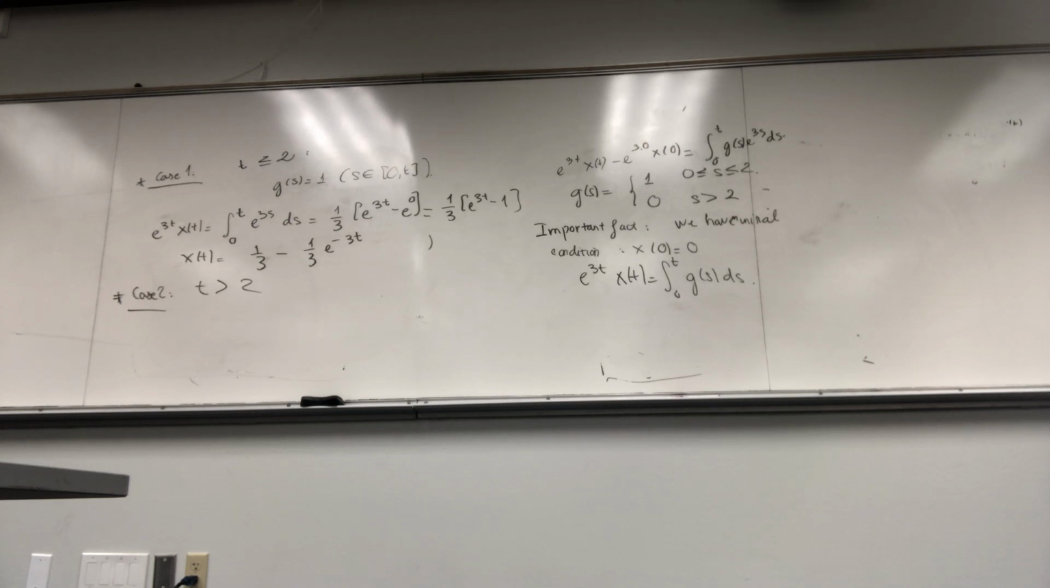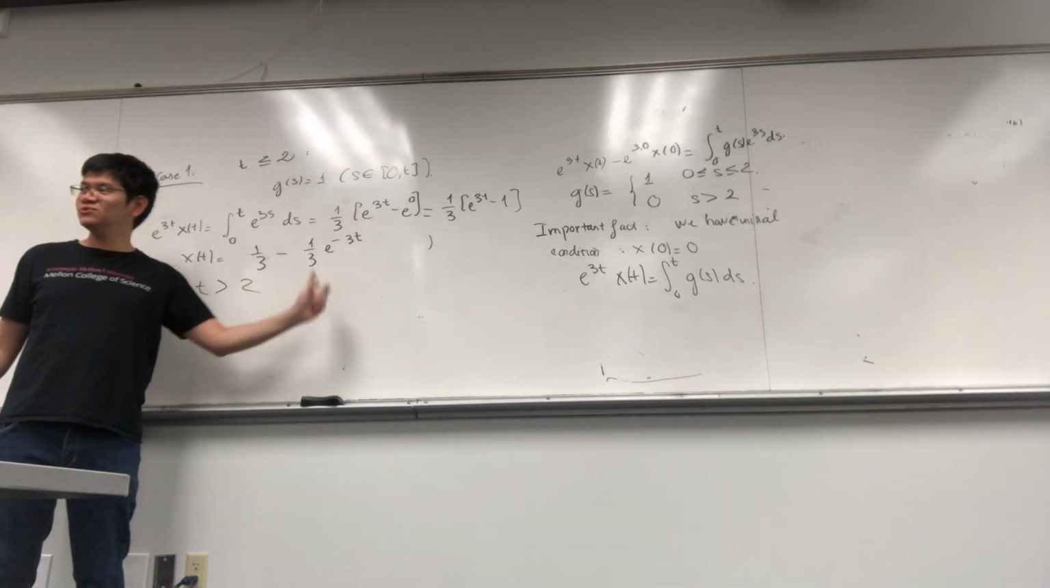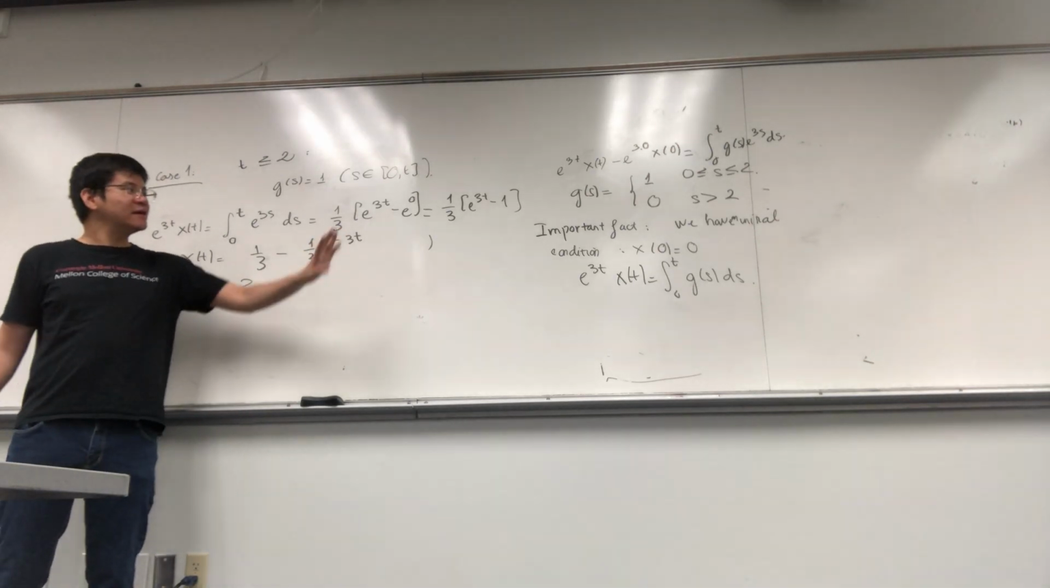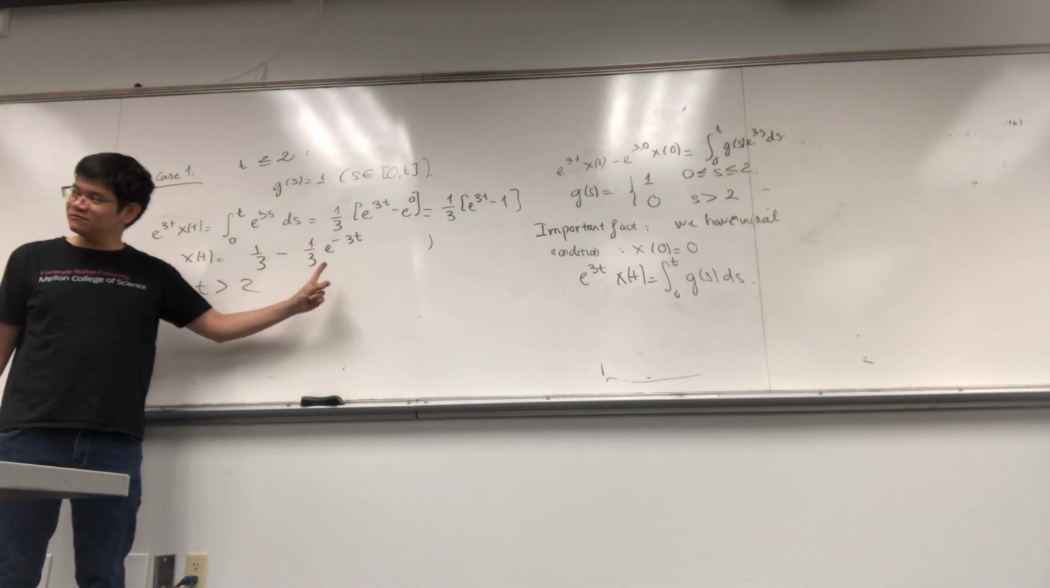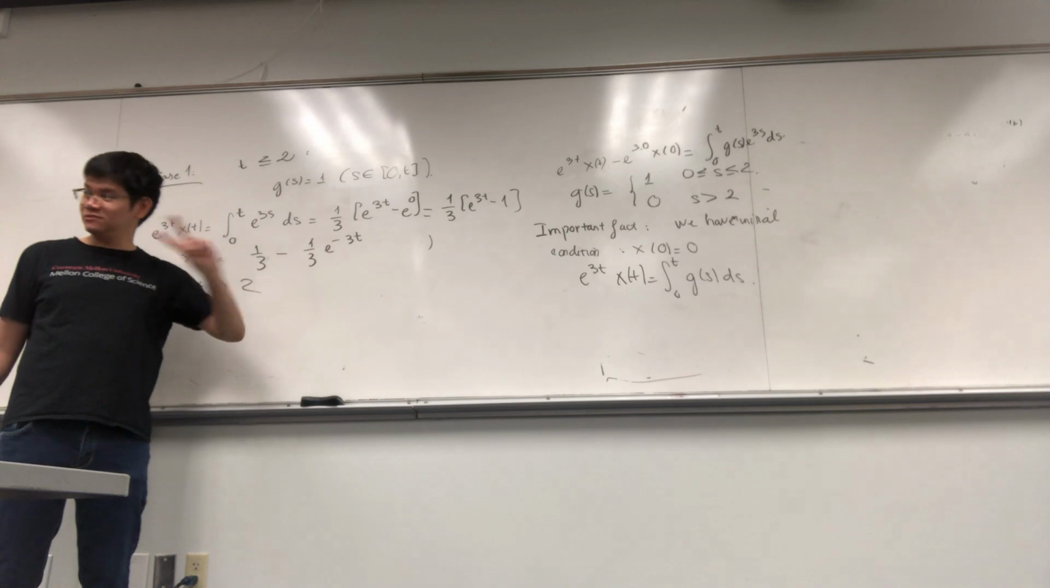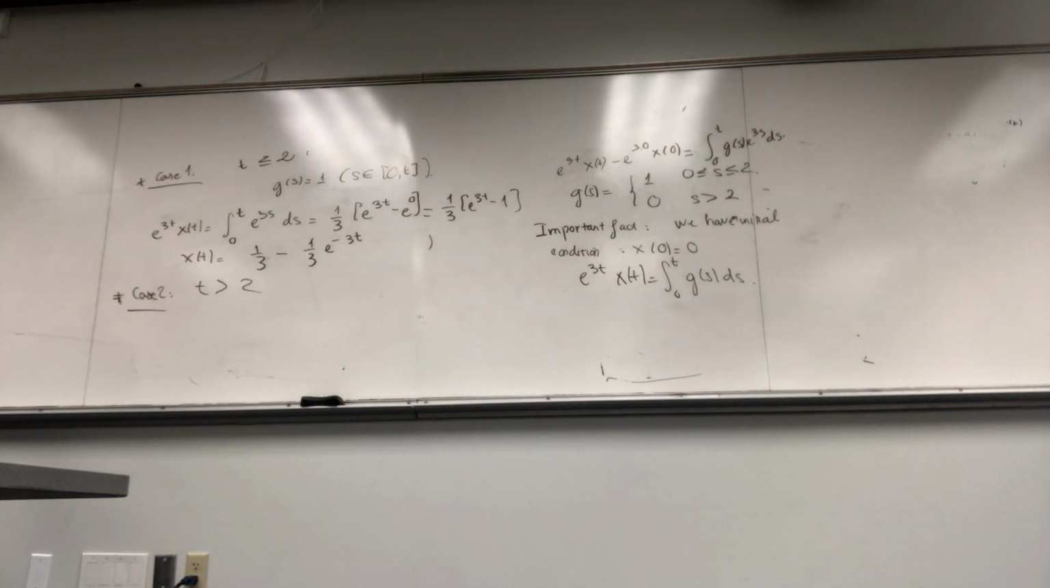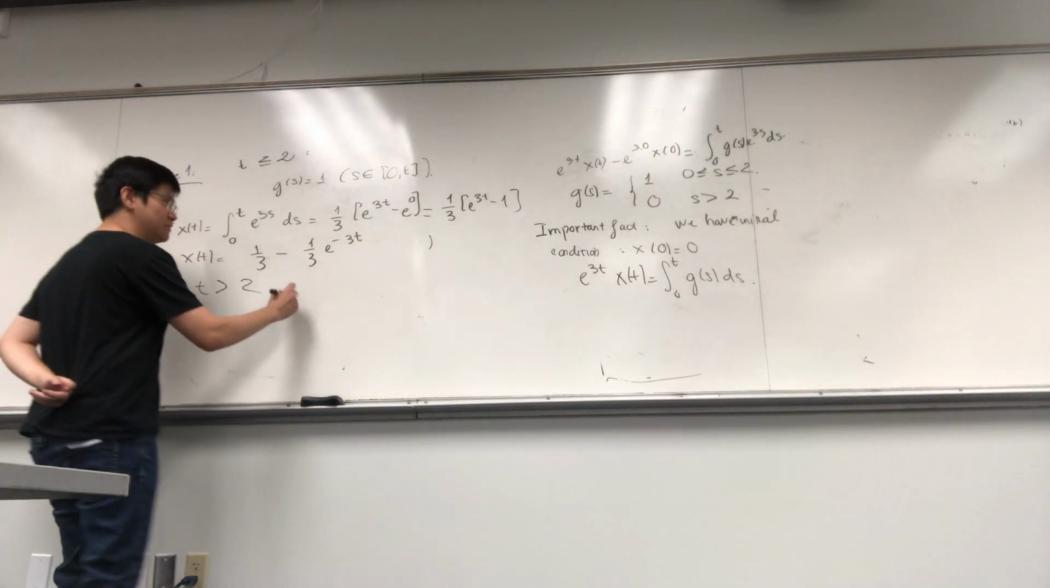But g(s) is not 0. g(s) is 1 from 0 to 2, but when s is going from 2 to t, it is going to be 0. So there are two intervals. Right? When t is bigger than 2, so let me write it down.